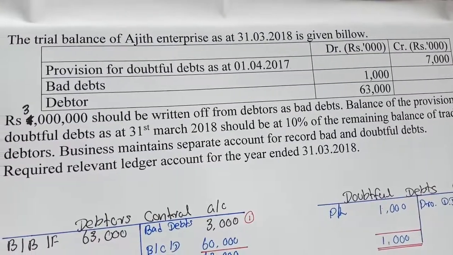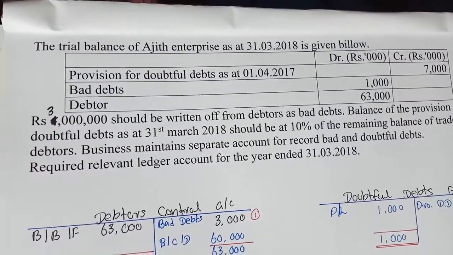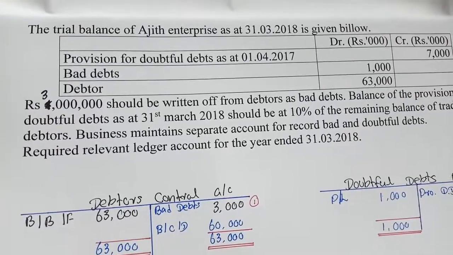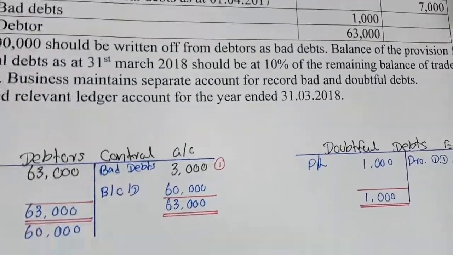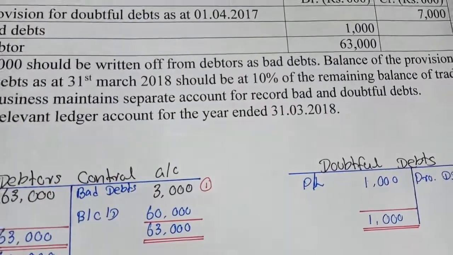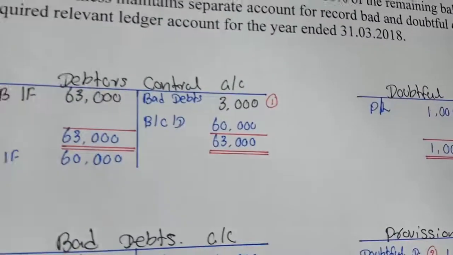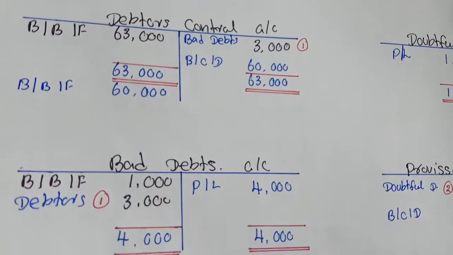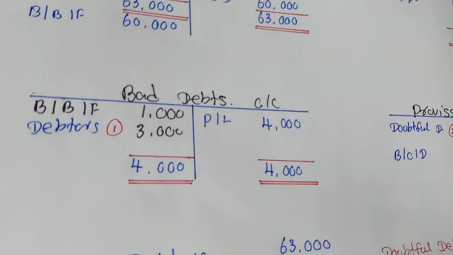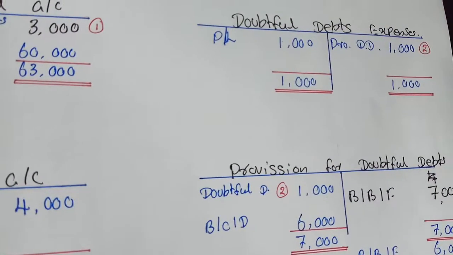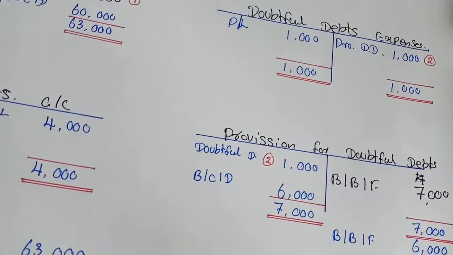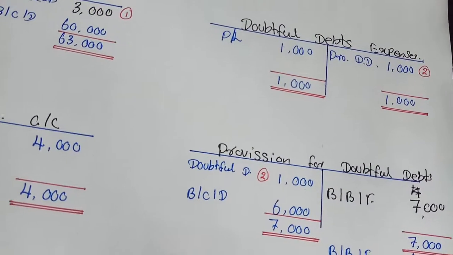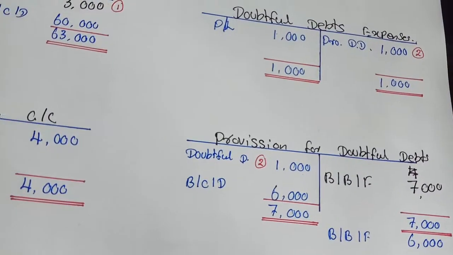At first one, bad debts included in the additional information is not recorded. Therefore, bad debts account debit, debtors account credit. First one, prepare ledger accounts. There are 4 ledger accounts that should be prepared: debtors accounts as well as bad debts accounts, then doubtful debts expense accounts as well as provision for doubtful debts.